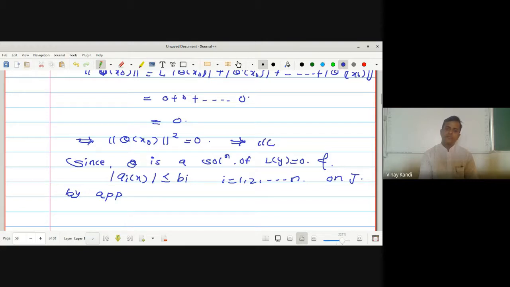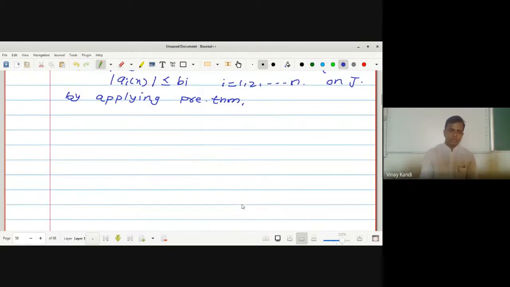This implies norm of theta of x naught is equal to 0. Okay, now applying the previous theorem, we get norm of theta of x naught into e raised to minus k of x minus x naught.